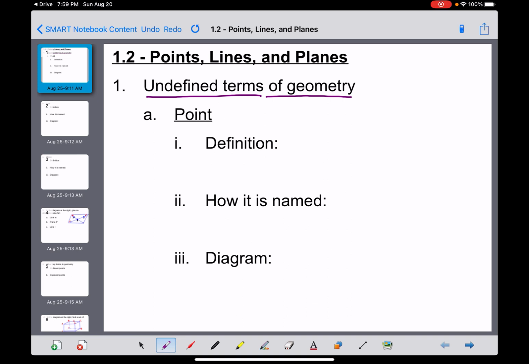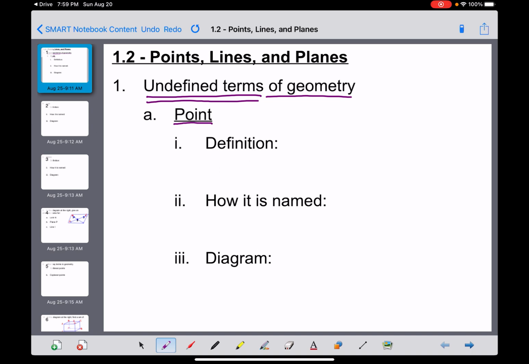If you recall from 1.1, we said that undefined terms were things that were so basic that we can see them, we can understand them, but it's just difficult to formally define them. Well, we're going to try to do that here as best we can with the three basics, the first of which is a point, the simplest thing in all of geometry.